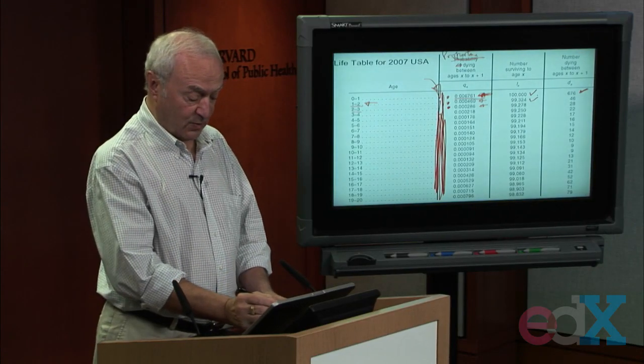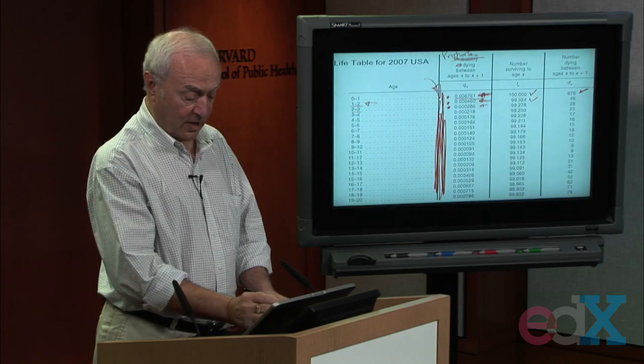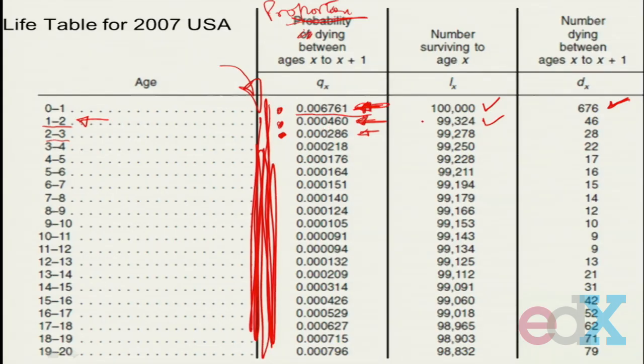Let me look at this proportion of those that are going to die. So the 0.000460 times this will tell me how many of those kids will die in the following year, and that gives me 46. Subtract 46 from 99,324 gives me 99,278. How many of those are going to die in the subsequent year? I multiply by 0.000286 and I get that 28. And subtract that from 278 and I get 99,250, and so on. And I keep on doing this, boom, boom, boom, boom.